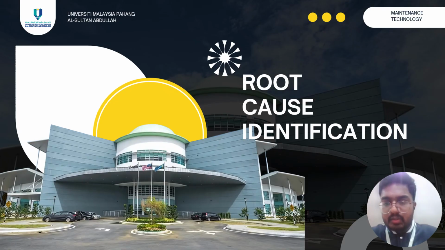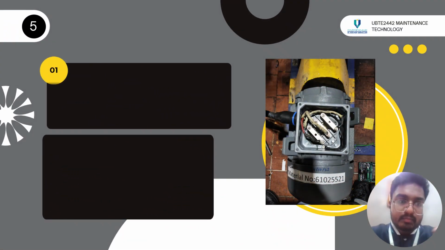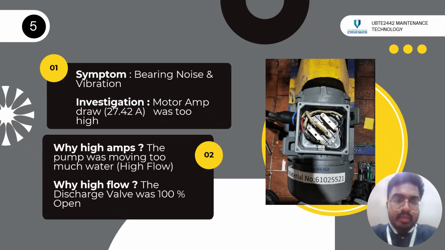So we proceed to the root cause identification. Bearing causes the noise and amps erection. Investigating high amps, we found during the root cause analysis that the motor draws a high amp power, 27.48, which is very high. It's very unsafe, causing too much power to be drawn because the valve was open.